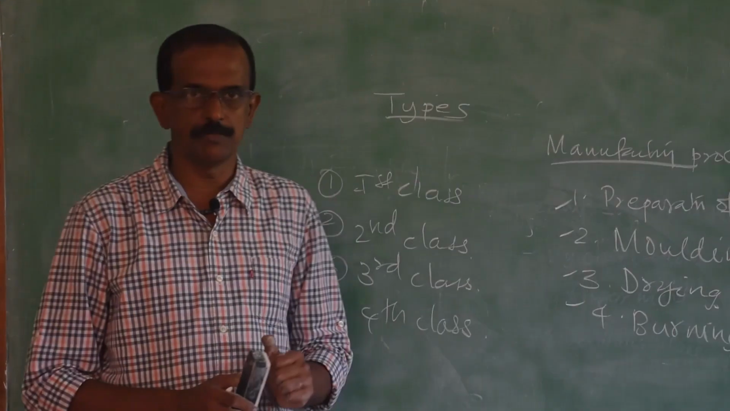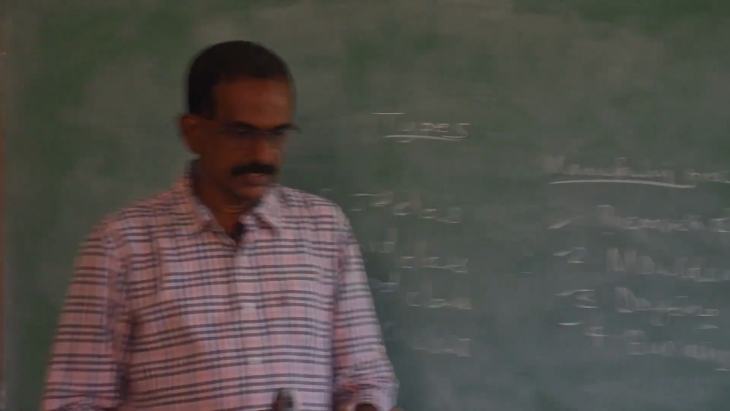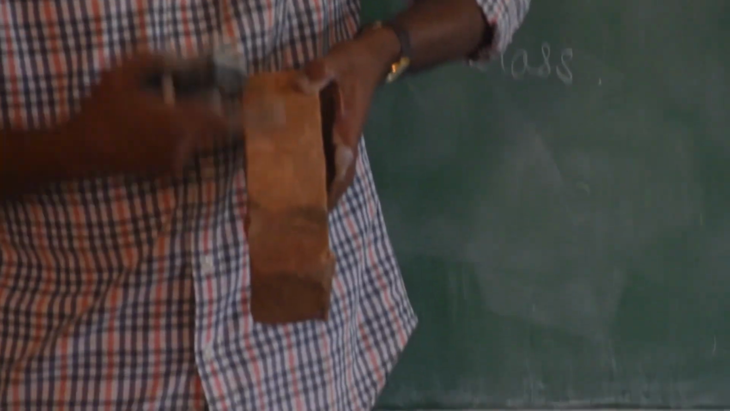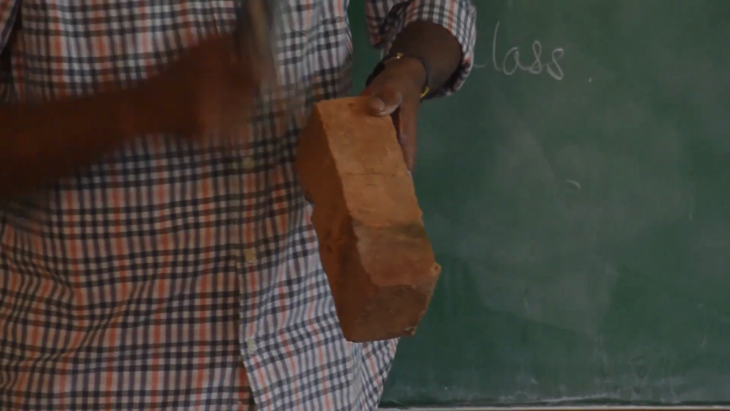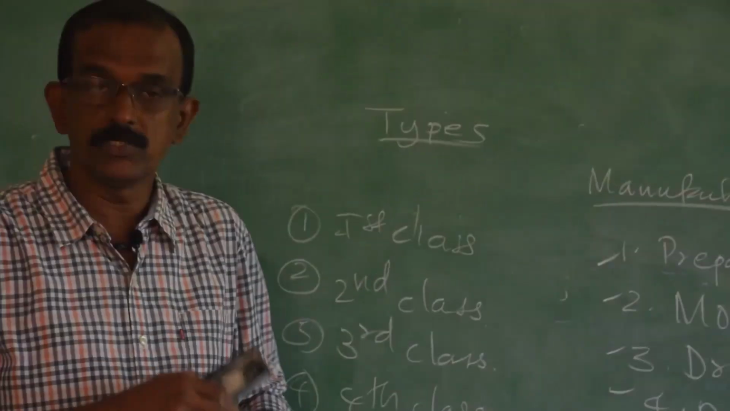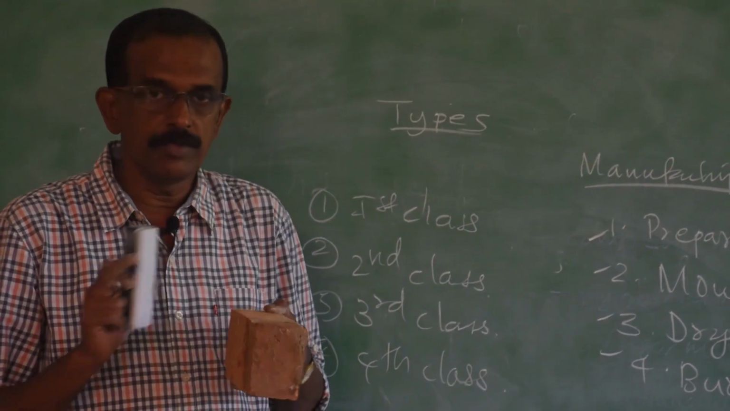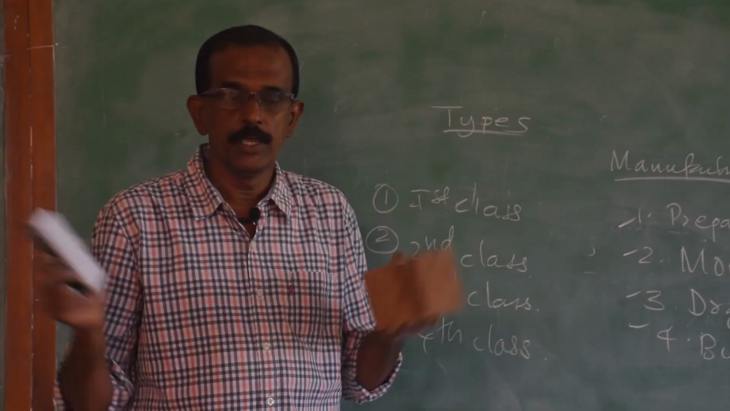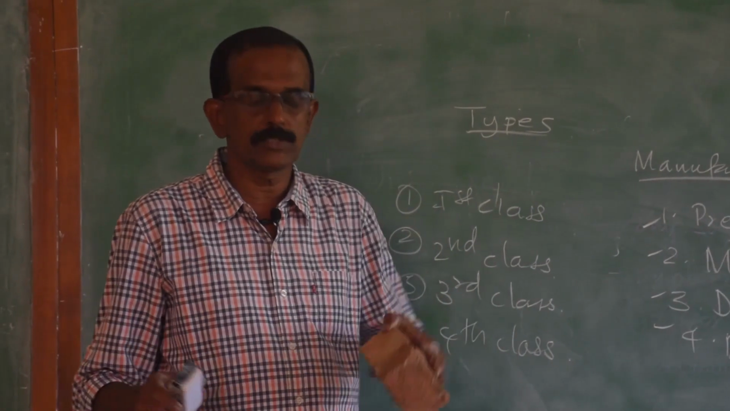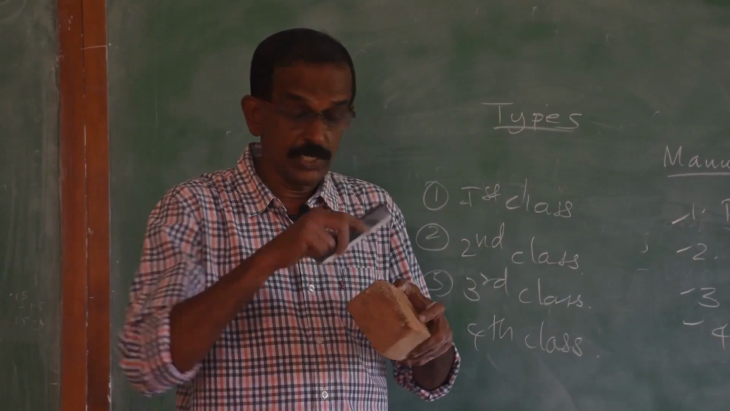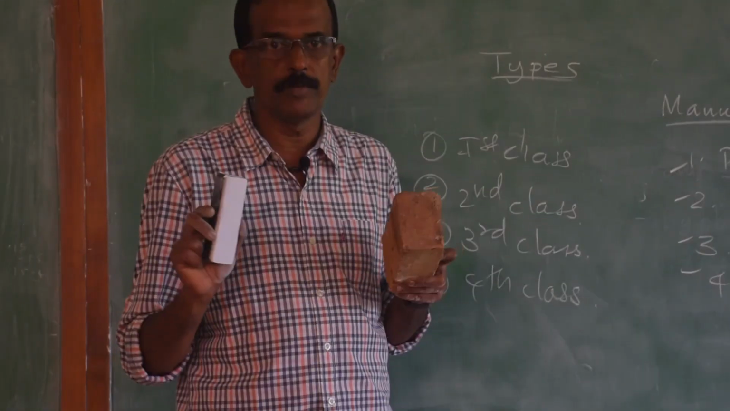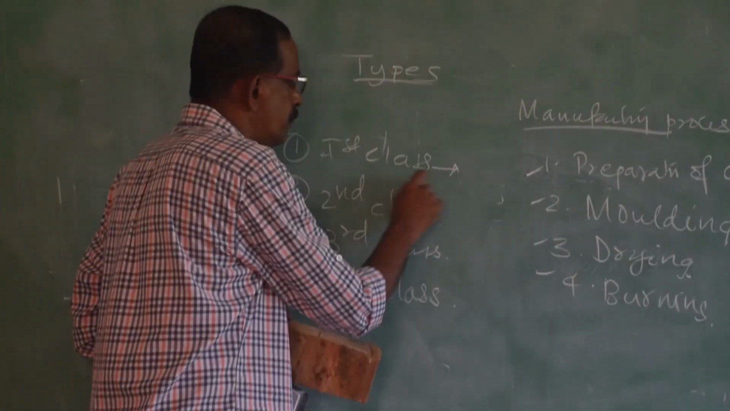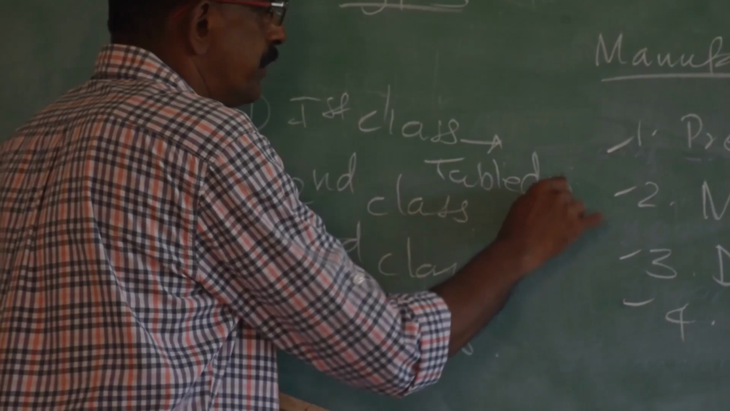If you take the first class brick, the surface of the brick will be smooth like this, and it will qualify all the tests. Compressive strength will be very high, it should not absorb water more than 20%, size, shape, color, everything will be perfectly all right. If you strike two bricks against each other, it will produce a metallic ringing sound. If you allow it to fall, it won't fail. Inside portion will be uniform, no cavities, no foreign materials. That is the condition of first class brick, and they are table molded bricks.